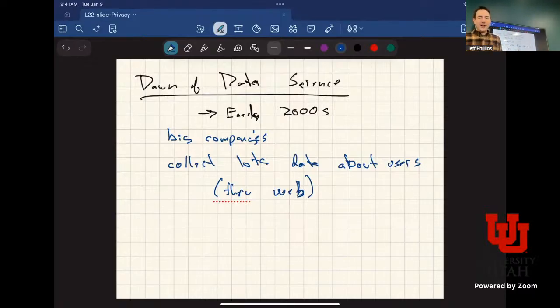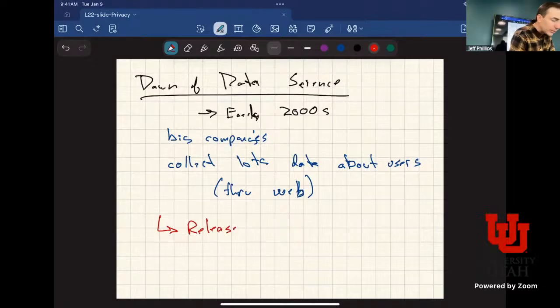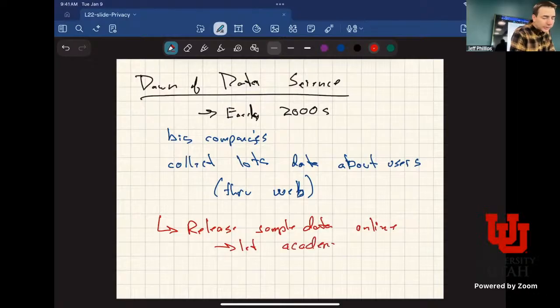It was pretty cool. And so they collect this data, and they wanted to know how to make inferences about this. And so they were hiring lots of people, a lot fewer than have been hired by them now. But one way they said, well, we don't really know the best way to do it. So their idea was to release sample data online, and we will let academia figure it out.